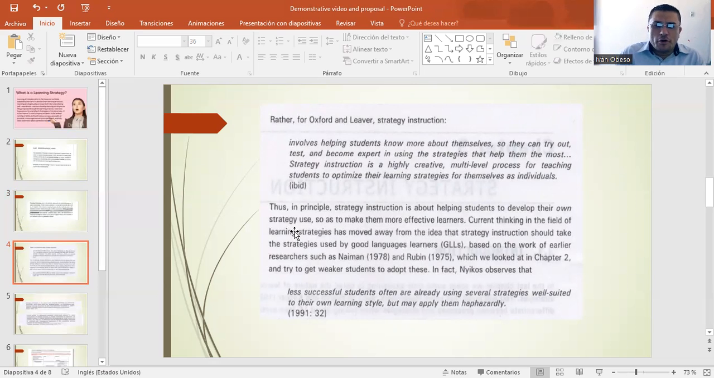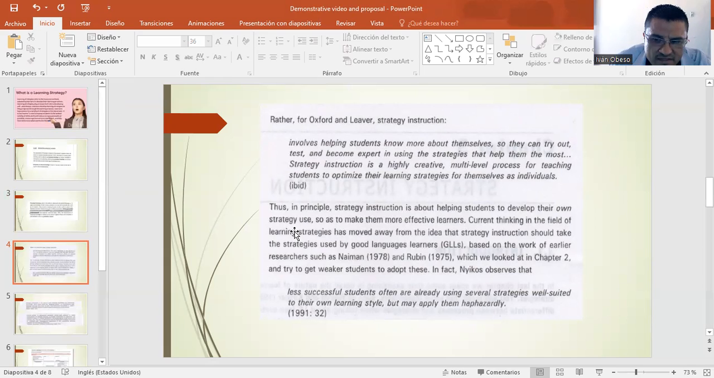According to Oxford and Leaver, strategy instruction involves helping students know more about themselves so they can try out tests and become expert in using the strategies that help them. Strategy instruction is a highly creative, multi-level process for teaching students to optimize the learning strategies for themselves as individuals. What does this say?